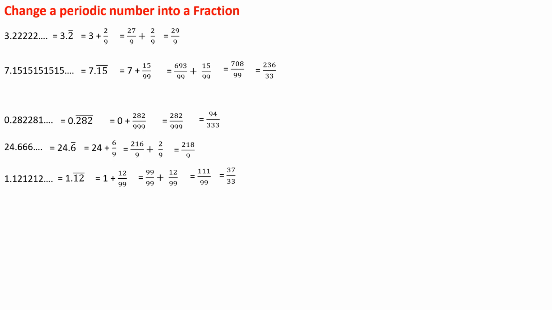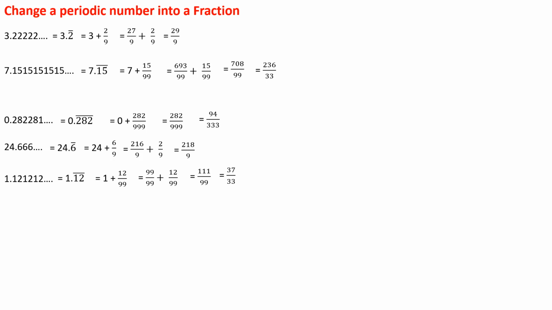Now, the periodic number 7.151515. As you can see, the period here is 15. So we write 7.15 bar. The bar is above the 15 because this is the period. Now let's change it into a fraction. 7 plus 15/99. Why 99? Since the period is 2 digits, we write it over 99. When it is 1 digit, it is over 9; 2 digits, over 99.